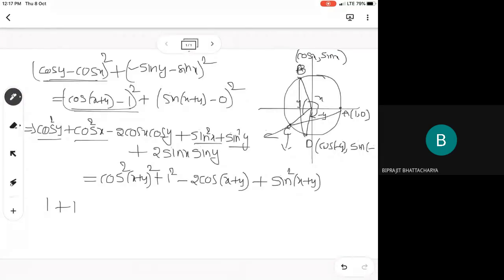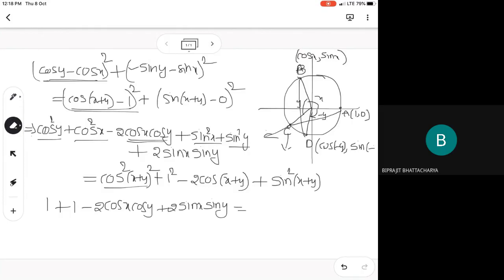Minus 2 cos X cos Y as it is, plus 2 sin X sin Y, as it is. Next, on the right side, this is cos square (X plus Y). Here square will not be there. Cos square (X plus Y) plus sin square (X plus Y). Sin square theta plus cos square theta is equal to 1. So that is equal to 1, plus 1 square, value 1, so minus 2 cos (X plus Y).